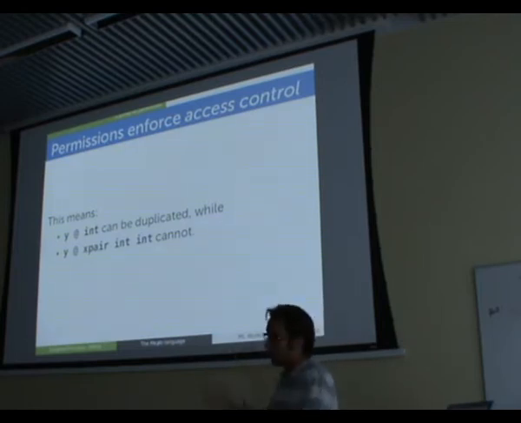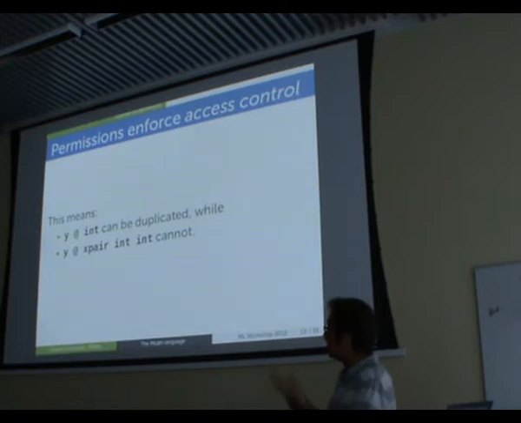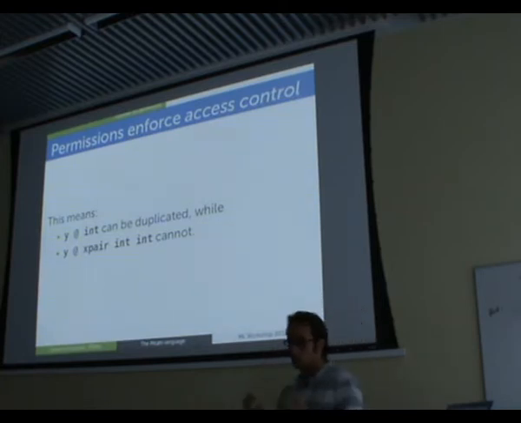So that's where the X comes from. The X comes from exclusive. We say that y at expert is an exclusive permission because we have exclusive access to the memory location that holds the pair.